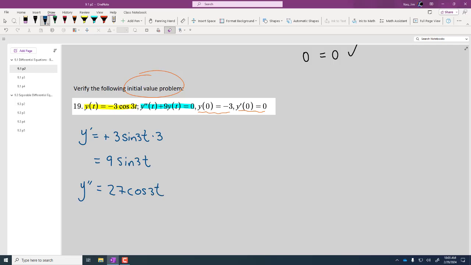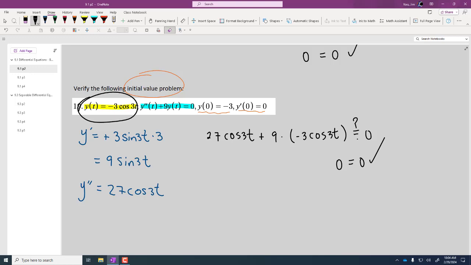With the chain rule. So now we plug the function and its derivatives into the equation and see if we get a true statement. So let's check that out. So y double prime, so we have 27 cosine of 3t plus 9 multiplied by y, the original function. And we don't know, is that equal to 0? We multiply it out, we get 0 is equal to 0, so that checks out. So that means that that is a solution, that's a general solution to the differential equation. So that function y is a general solution.